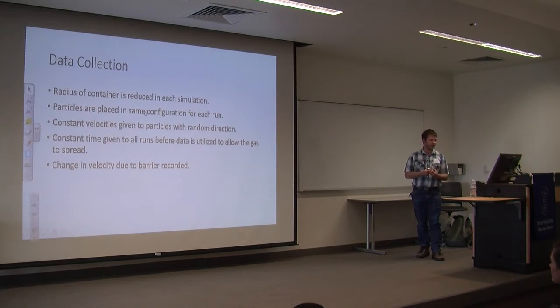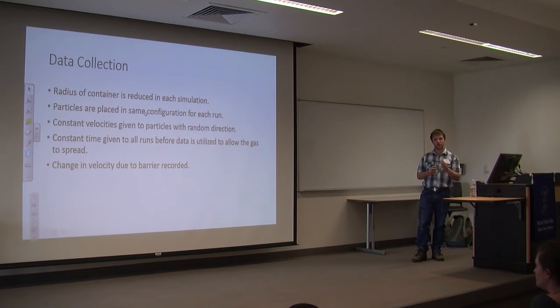So while collecting the data, the radius of the container is reduced in each simulation. So you have this circle that is continually reduced in radius, and the particles are placed in the same configuration in each run. The total velocity of each particle is also maintained the same, so that's how we keep that kind of constant temperature, if you will, while the direction of those velocities is kept random. That doesn't add any energy to the system, but it gives us enough chaos to model a real-life situation.